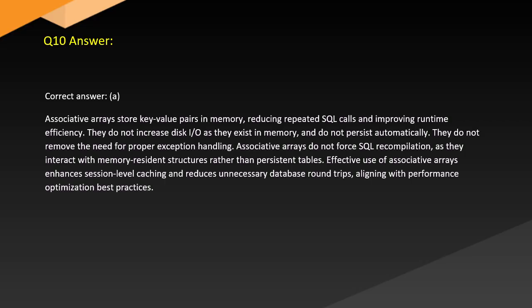Answer. Correct answer: A. Associative arrays store key-value pairs in memory, reducing repeated SQL calls and improving runtime efficiency. They do not increase disk I/O, as they exist in memory and do not persist automatically. They do not remove the need for proper exception handling. Associative arrays do not force SQL recompilation, as they interact with memory-resident structures rather than persistent tables. Effective use of associative arrays enhances session-level caching and reduces unnecessary database round trips, aligning with performance optimization best practices.